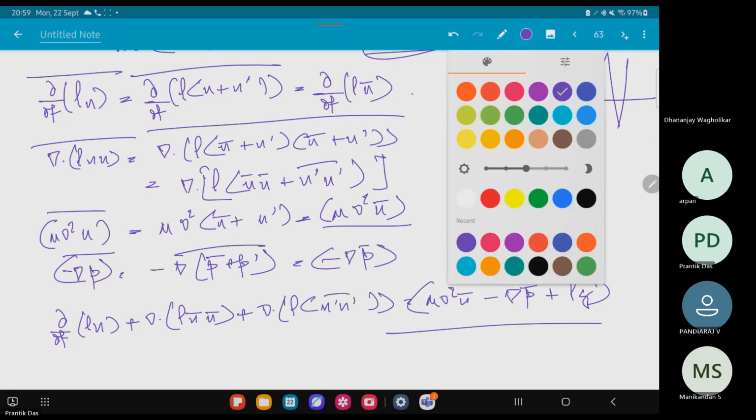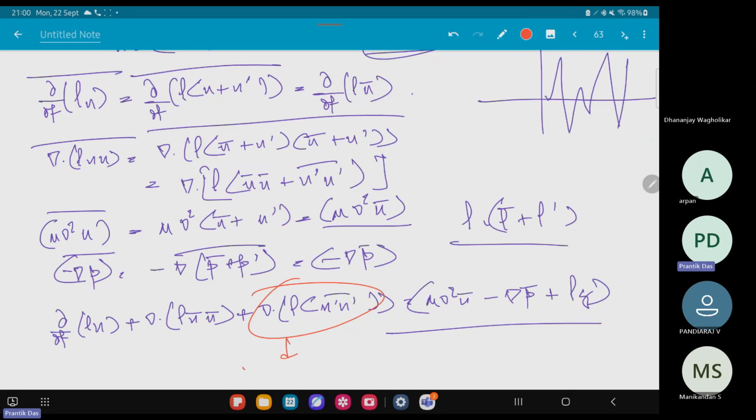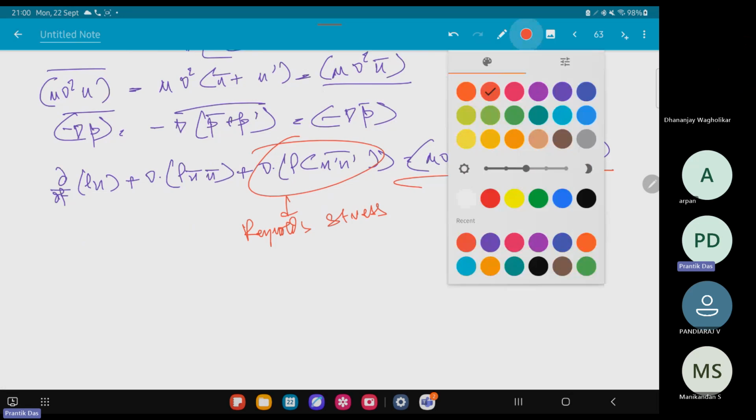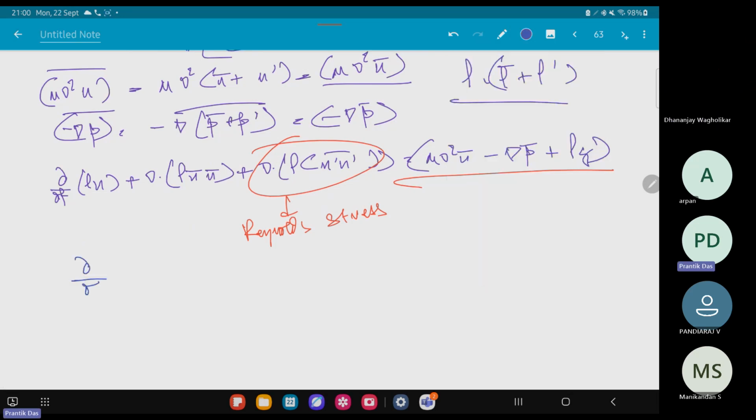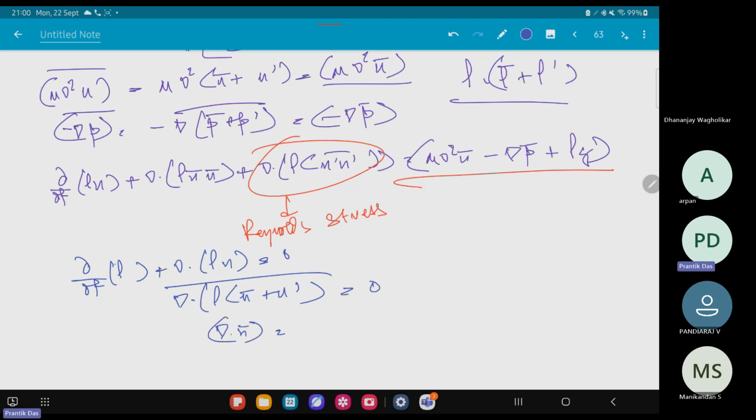The third term on the left hand side of the equation is called the Reynolds stress. So how many variables do you have in this equation? If I write the time averaging of the continuity equation, let me do that also. d rho dt plus del dot rho v equals 0. So del dot rho (u bar plus u prime), and you take the time average of it, so it will be del dot u bar equal to 0. Okay. So how many variables are there?